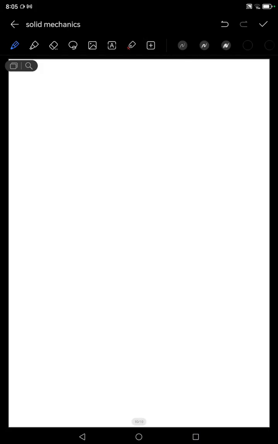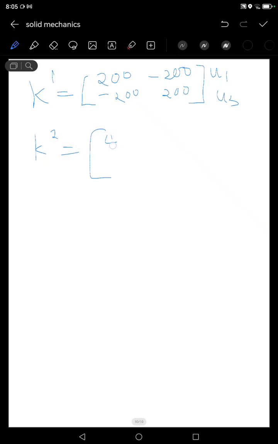Okay, so now let's move forward and write the matrix. We're going to have the first matrix, which is going to be 200, minus 200, minus 200, 200. Remember, K1 goes with 1 and 3, so it's going to be U1 and U3. Okay, and now let's do K2 for element 2. So for element 2, we have 400. So it's going to be 400, minus 400, minus 400 and then 400, like this. And K2 goes with 3 and 4. So we're gonna have the 3.